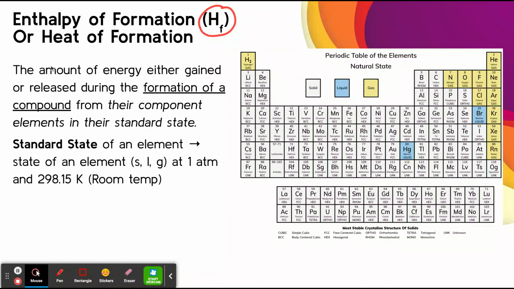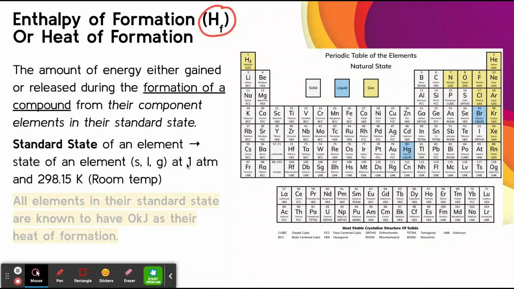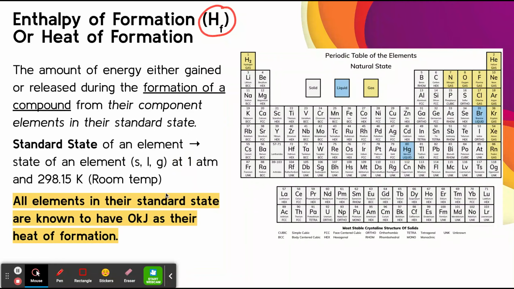And so the heat of formation, or the enthalpy of formation, is the amount of heat, or the amount of energy rather, that is either gained or released during the formation of that compound. And so what we can say is that all elements in their standard state are known to have 0 kilojoules as their heat of formation.